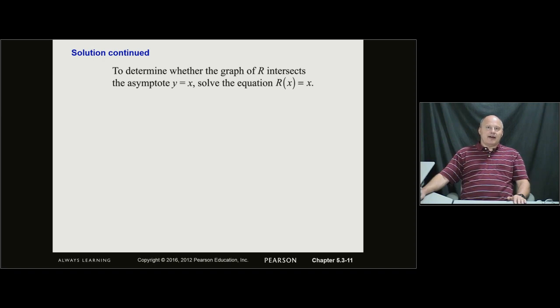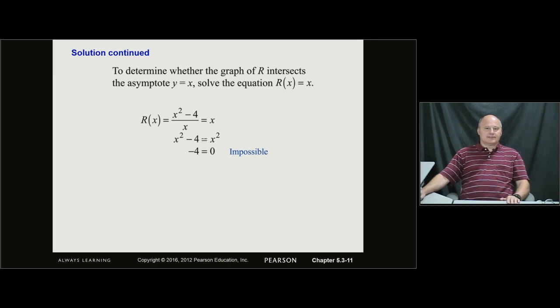To determine whether the graph of r intersects the asymptote y equals x, we'll solve the equation r of x equals x. And so you set that equal to x, and this is the crossing. So when do we cross the horizontal asymptote? Well, do we cross the oblique asymptote? It works the same way. And we don't, because you set the function equal to x, and you end up with negative 4 equals 0, so it does not cross. That's impossible.